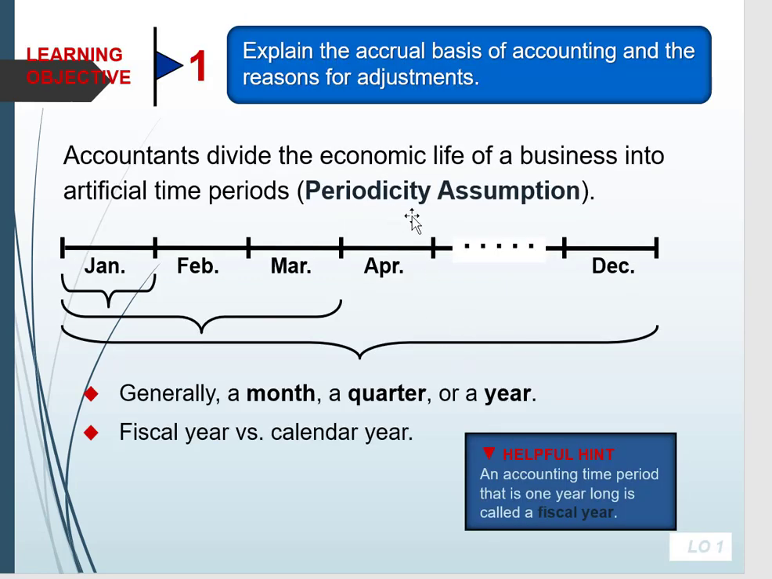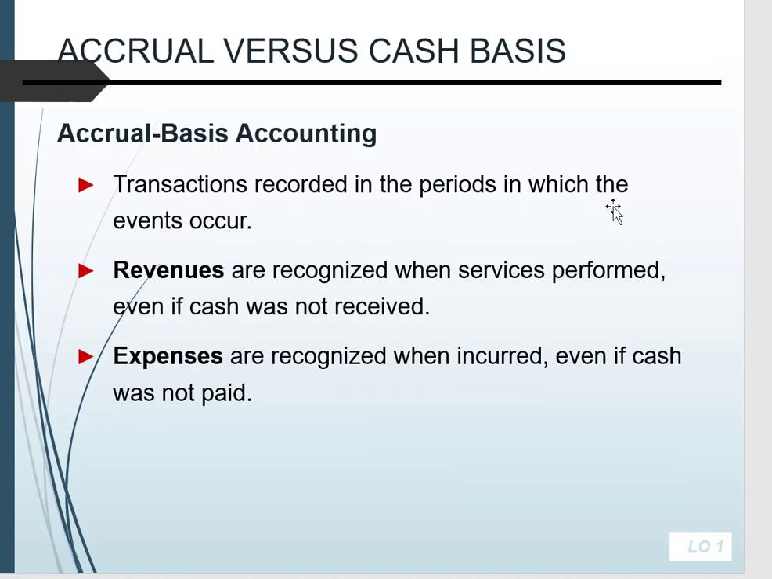If you remember, we had this idea of the periodicity assumption that said we break things into months, quarters, and years. But of course, there are things that carry over from one month to another. We need to match revenues to the month in which they happen and expenses in the period in which they are used to create the revenues.